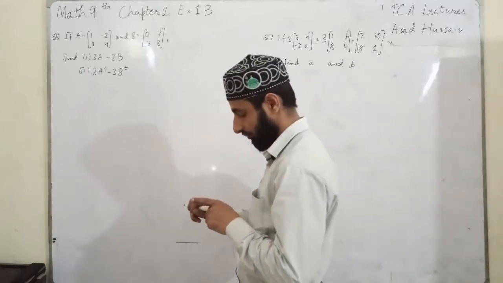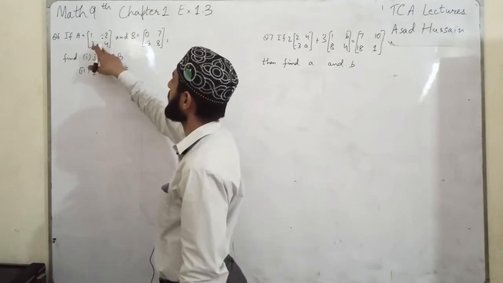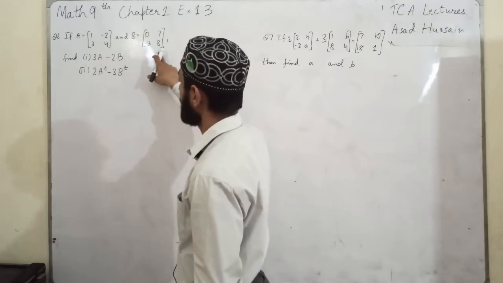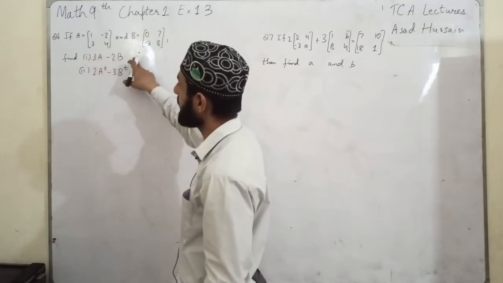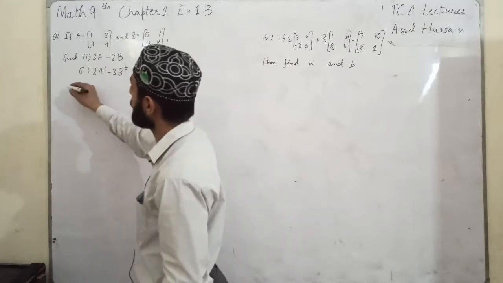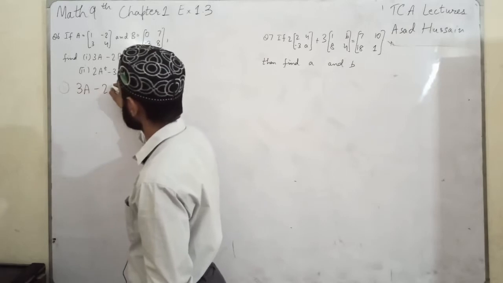Question number 6. If A is equal to [1, -2; 3, 4] and B is equal to [0, 7; -3, 8]. Find 3A minus 2B, and 2A transpose minus 3B transpose. First part, we have 3A minus 2B.